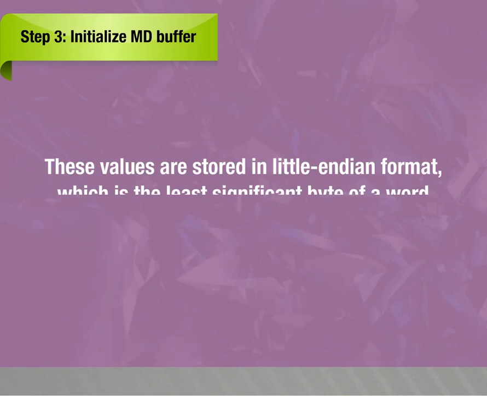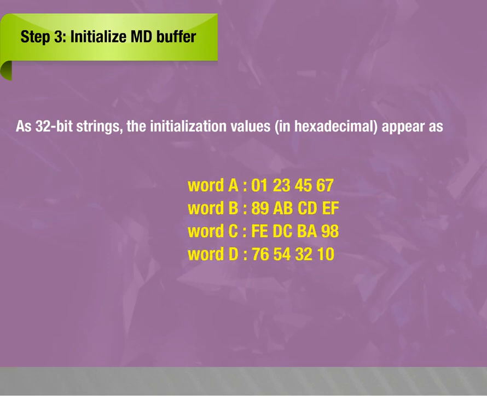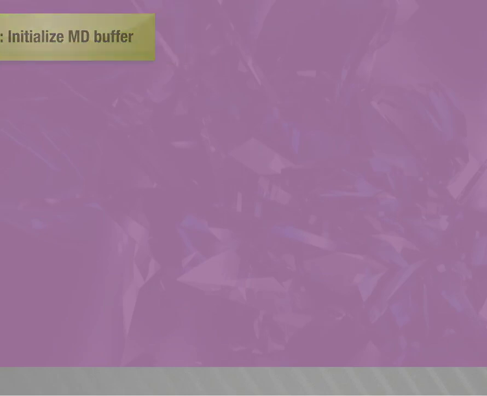These values are stored in little endian format, which is the least significant byte of a word in the low address byte position. As 32-bit strings, the initialization values, that is hexadecimal, appear as word A 01234567, word B 89ABCDEF, word C FEDCBA98, word D 76543210.